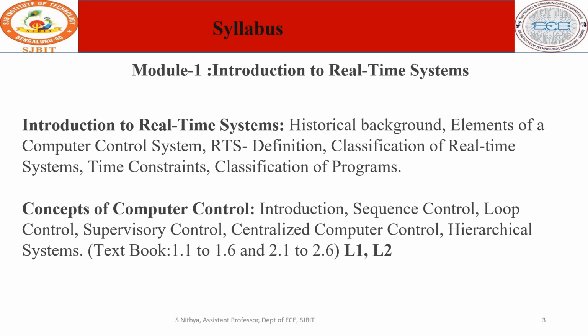The second unit in module 1 is the concept of computer control. Here we discuss the introduction and the different types of control: sequence control, loop control, supervisory control, centralized computer control, and hierarchical systems. By taking an example of sequential control, we will look at how the sequence control operations take place. We are going to discuss that in this unit.